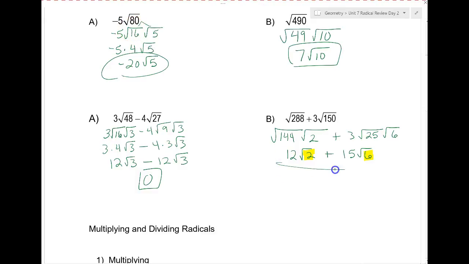Sorry, let me get this. It's just 12 root 2 plus 15 root 6.